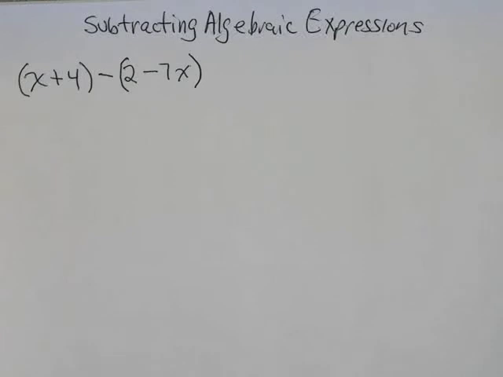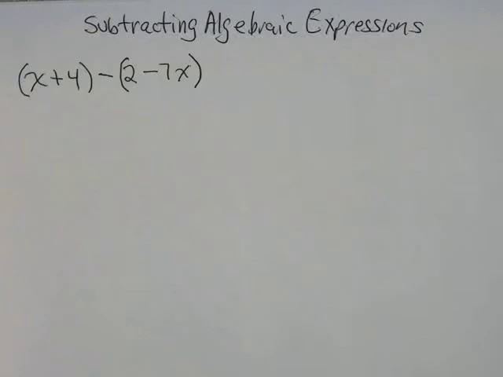About subtracting algebraic expressions. And this is something that students often find really confusing. So we're going to go through this a couple of different ways, and let's see if we can make some sense of it. Okay, so we have two expressions in parentheses, right? We have x plus 4, and then we have 2 minus 7x, and we have a subtraction symbol between them. All right, well, how do we subtract these things?